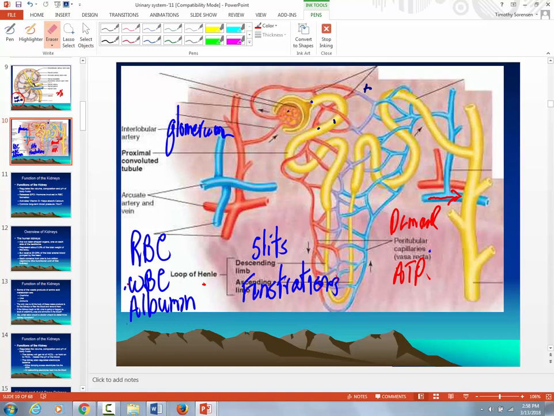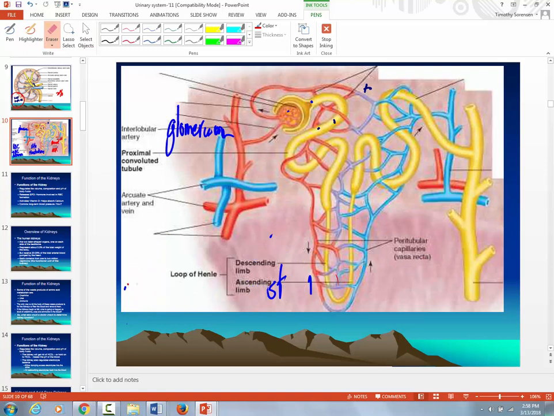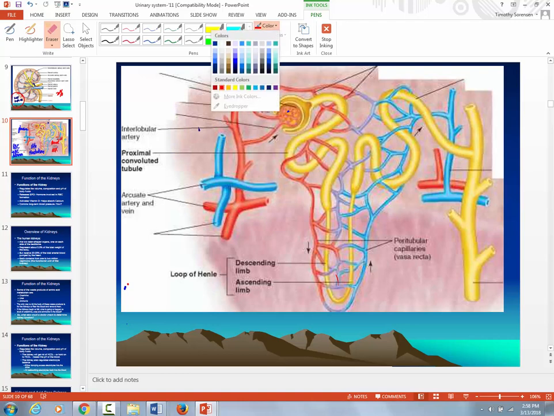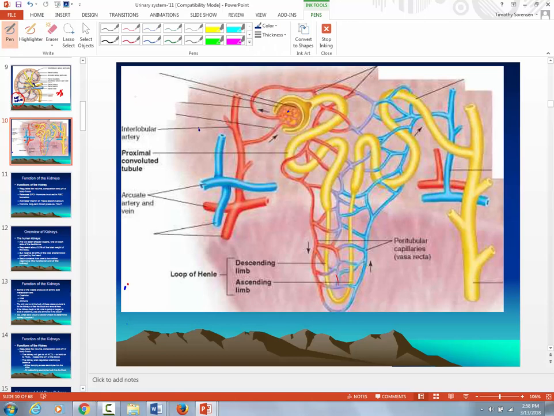This is where it's going to get a little bit dicey. When people were taking the midterm, they still struggled with this concept, so I'm going to go over it again. Ready? First of all, what is osmolarity? It's the ratio of stuff over water. You got me?